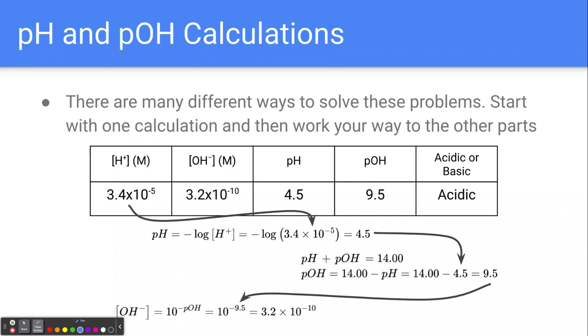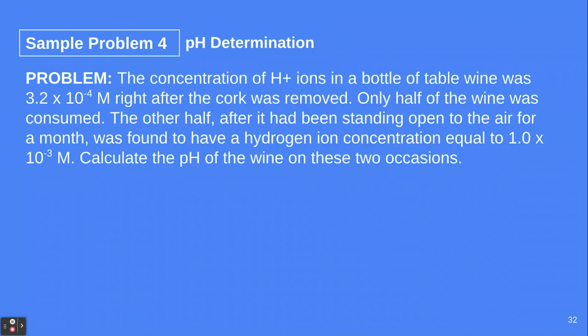Okay? So let's try this example here. The concentration of proton ions in a bottle of table wine was 3.2 times 10 to the negative 4th molar right after the cork was removed. Only half of the wine was consumed. The other half of it, after standing in the air for about a month, was found to have a hydrogen ion concentration, or proton concentration, equal to 1 times 10 to the negative 3rd molar. I want you to calculate the pH of the wine on both of these occasions. So you're solving pH just twice. Simple pH just twice.